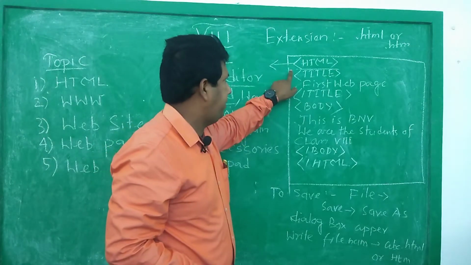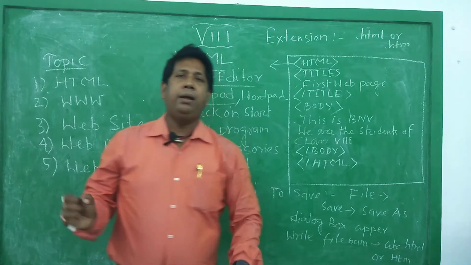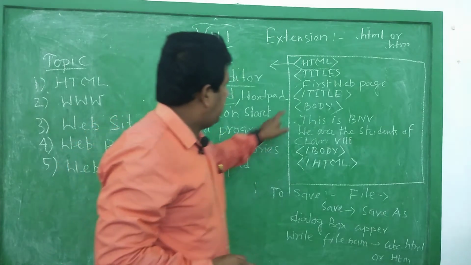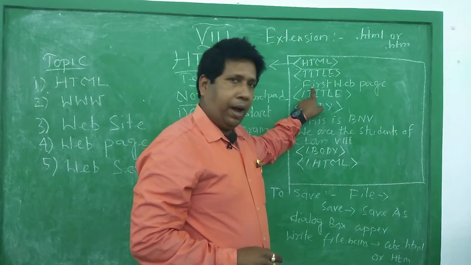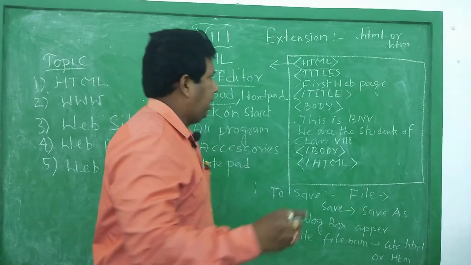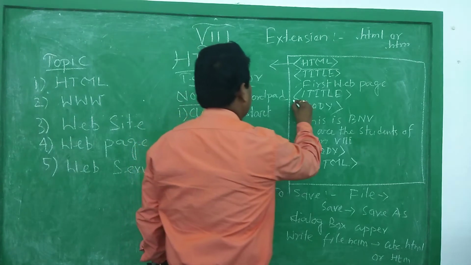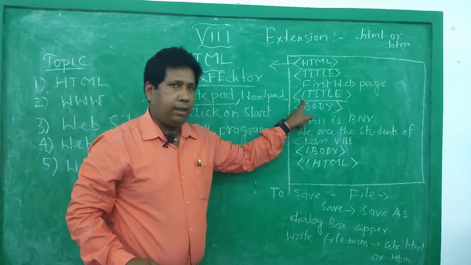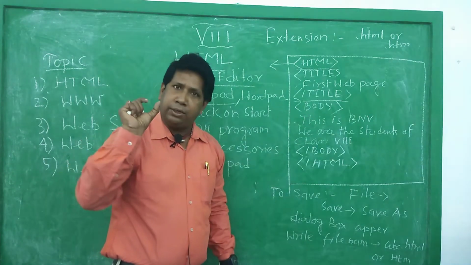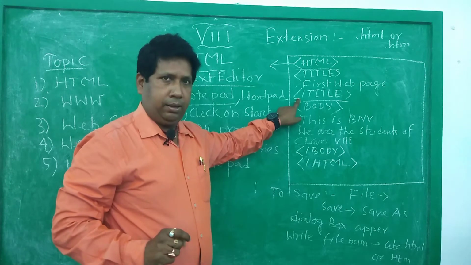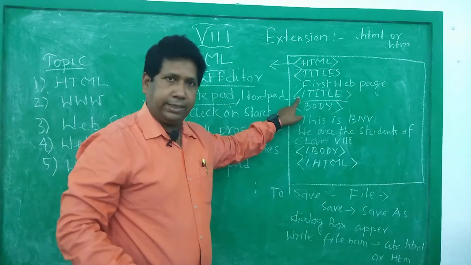First you write HTML, then write title. Title is the next part of the HTML, which shows the title in the title bar. The title name here is first web page. After that, you must close the tag with this slash. This is a closing tag. So tags are of two types. One is the opening tag, this is the opening tag, and this is the closing tag. You must close the tag with slash.